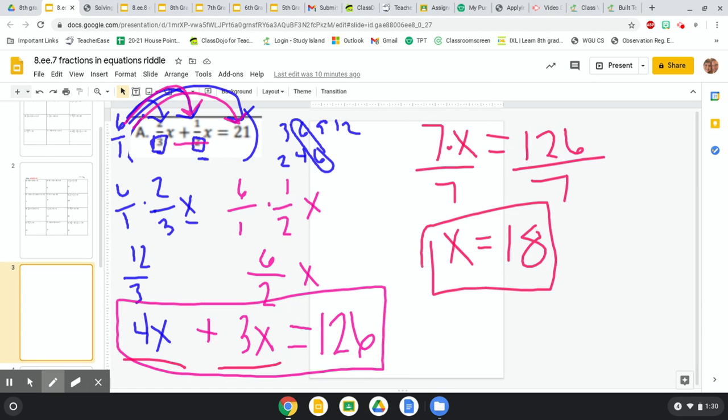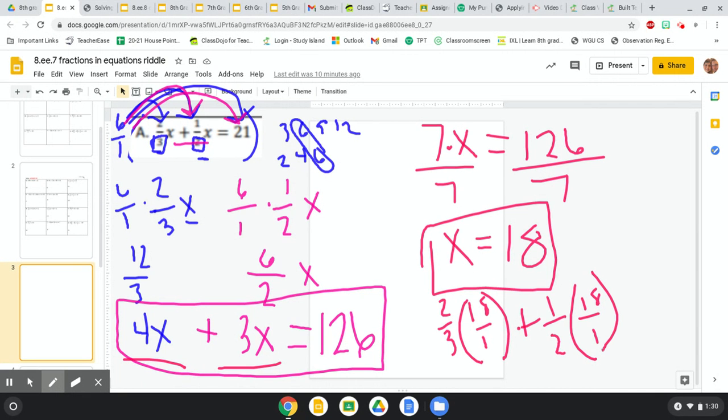Okay, remember, in order to check that, I can go ahead and substitute that in my original. So I can say 2/3 times 18, and I can put that over 1, plus 1/2, again, times 18, because that's what I got for x. Again, put that over 1 since I'm dealing with a fraction. Let's see if that actually equals 21.